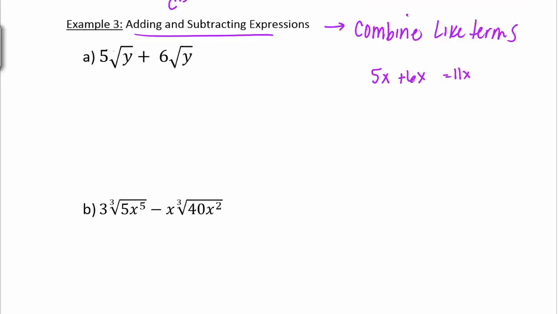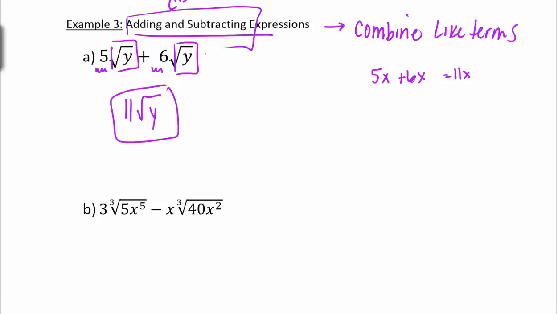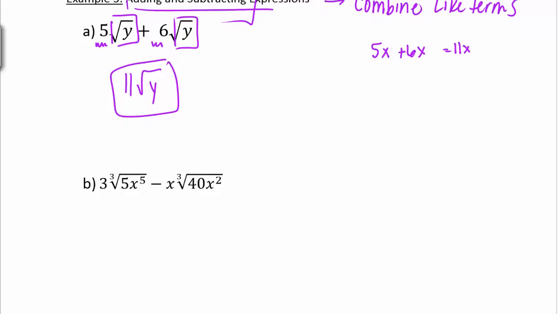Well, there's no difference when I have the square root of y. And because they're the exact same, I know that 5 plus 6 is 11, but my variable this time is square root of y. And again, this is only when you're adding or subtracting. It's a different type of problem. So part B, I do not have the same radical. So I have to see if I can try to get the same radical.